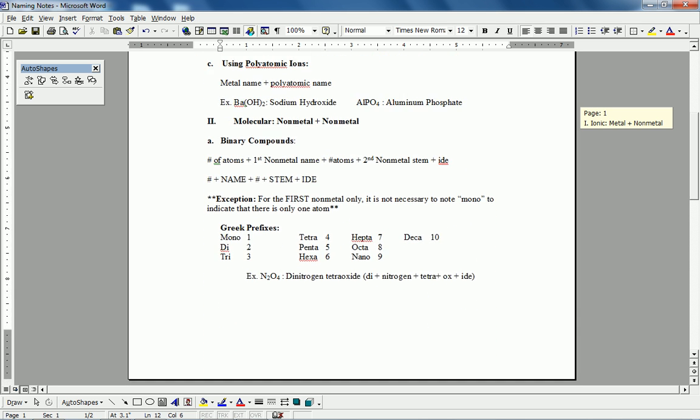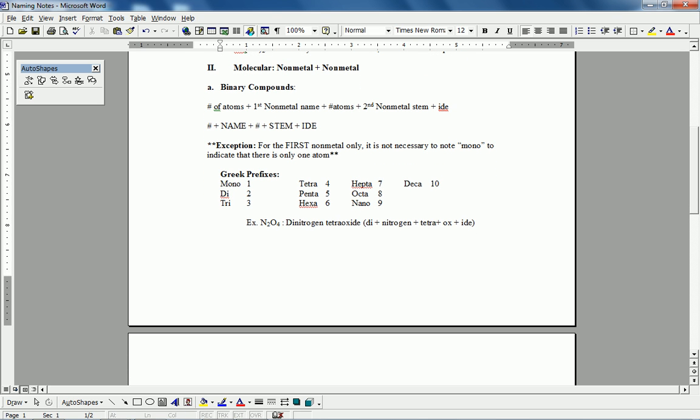So let's move on to when we would use those Greek prefixes. We would use them in molecular compounds. Molecular compounds contain two nonmetals, and in that case we would list the positively charged nonmetal first and the negatively charged nonmetal second, and we would still follow the same name, stem, ide, whereby you give the full name of the first nonmetal, the stem of the second nonmetal, and ide. The only thing is that we have to say how many of each we have.